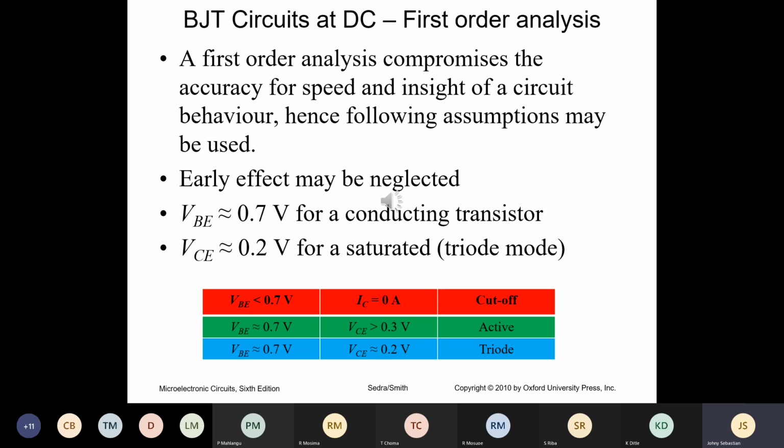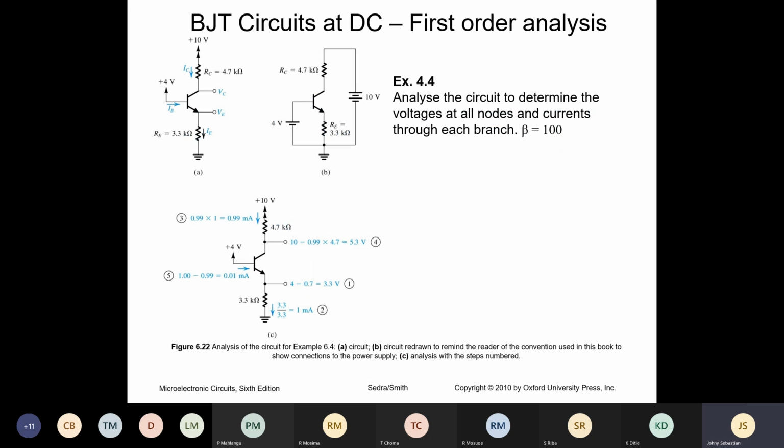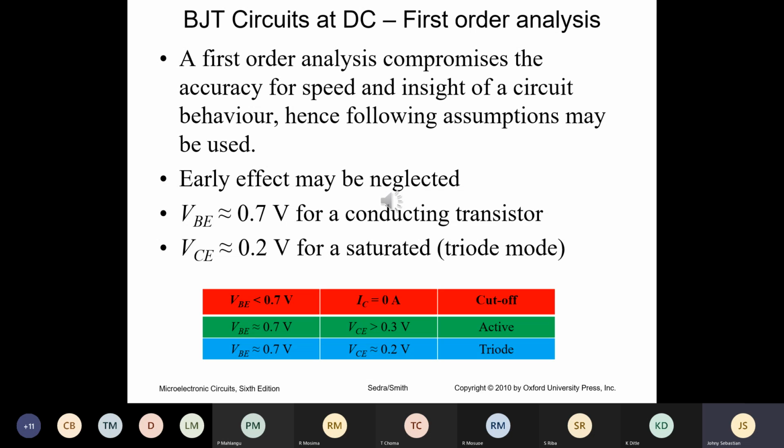Okay, with this slide, we can stop for today. And if there is a problem, next one, I want all of you to try this example 4.4 on slide number 38 after today's class, which is going to end soon.